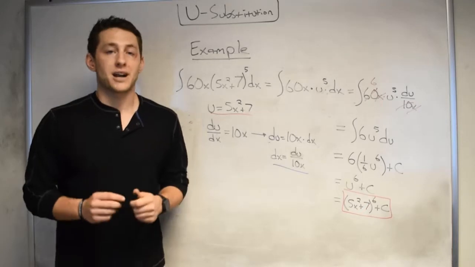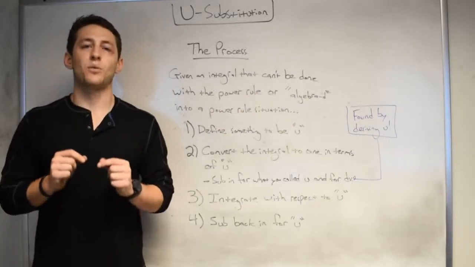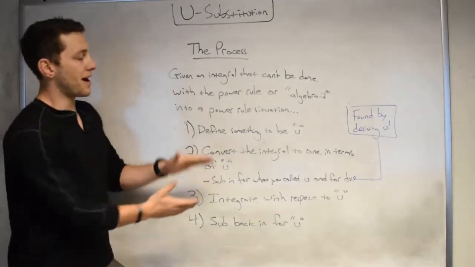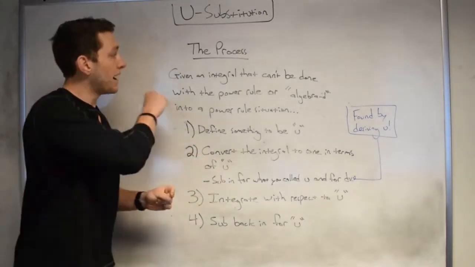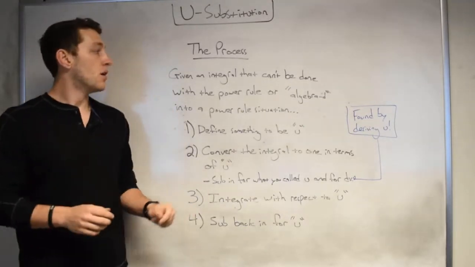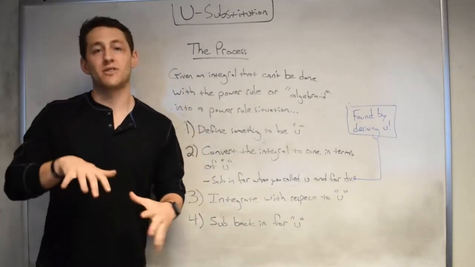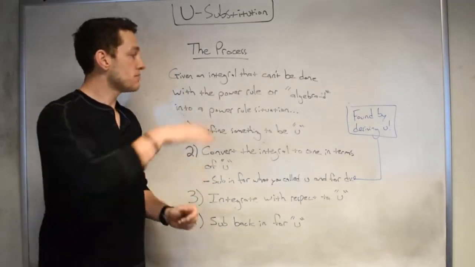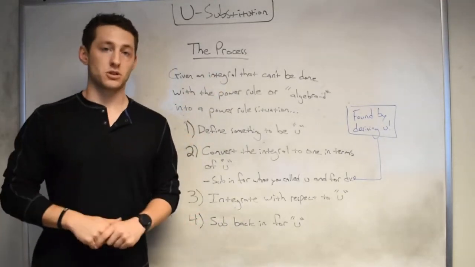Now let's get into the actual process as to how this thing works. Let's break down what just happened in more of a process manner. First and foremost, the cue for this: when given an integral that can't be done by your power rule, or it can't be algebraed into a power rule situation, meaning there's no simple algebra you can do to just make it a power rule, here's something to try.